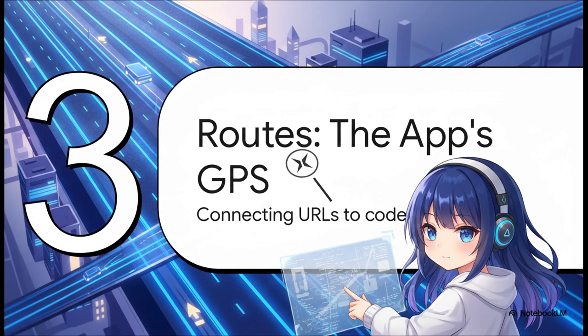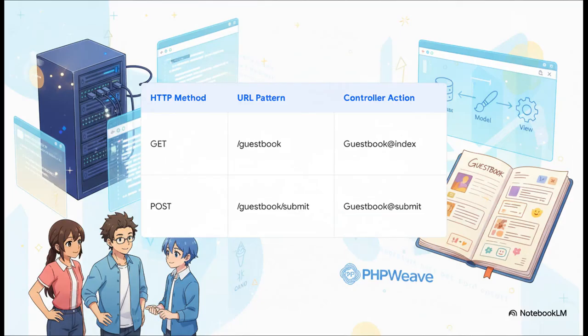Okay, so we have our three main parts, the model, the view, and the controller. But how does a URL like /guestbook know to talk to the guestbook controller? Well, that's where routes come in. They are literally the GPS for your application. And look how clean this is. This is just a simple map. It says, hey, if someone visits the /guestbook page, run the index function inside the guestbook controller. And if someone posts a form to /guestbook/submit, run the submit function instead. It's direct, it's clear, no magic.